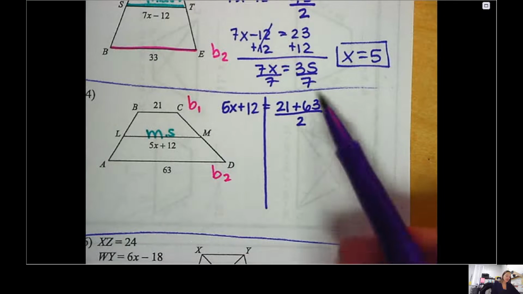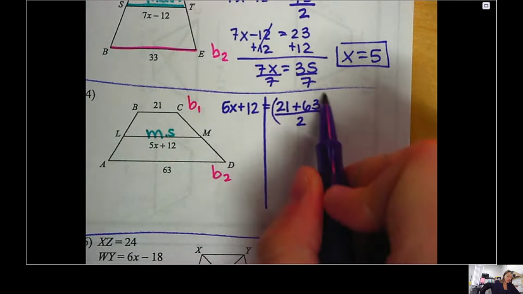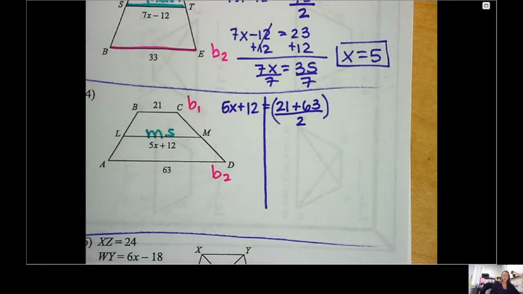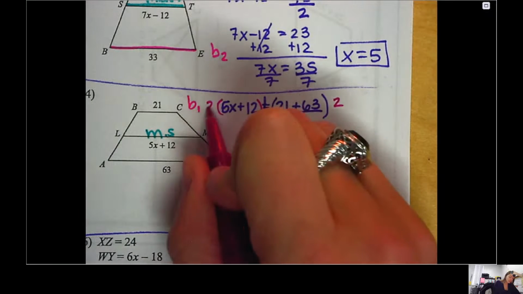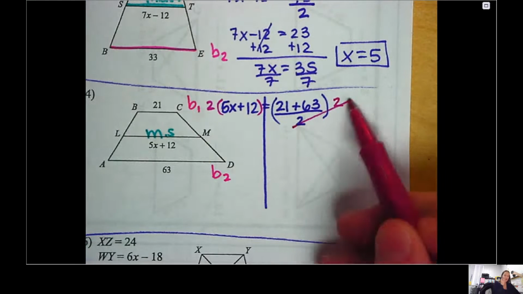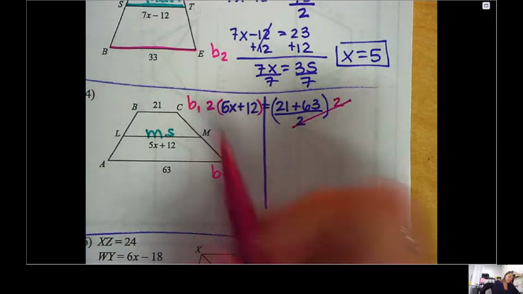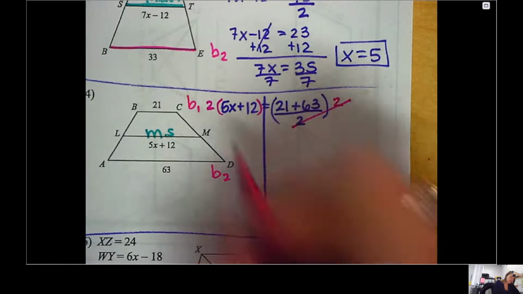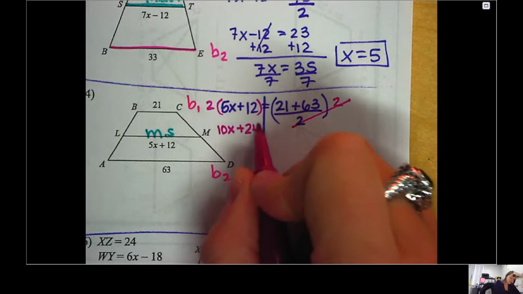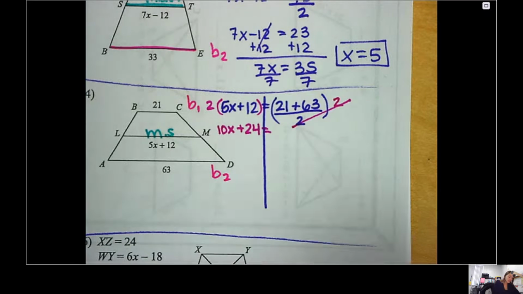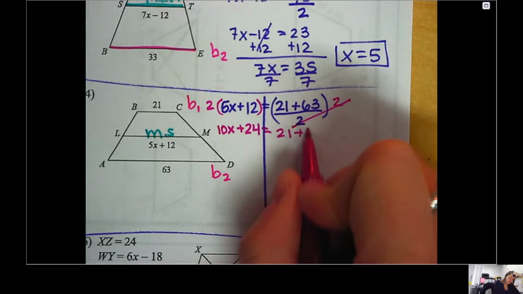Instead of dividing by 2, you can get rid of that 2 by multiplying both sides by that 2. So we're getting rid of the divide by multiplying by 2. Okay, so on the right they'll cancel. On the left, you have to take that 2 and distribute it to everything inside. So you would get 10x plus 24 equals 21 plus 63.